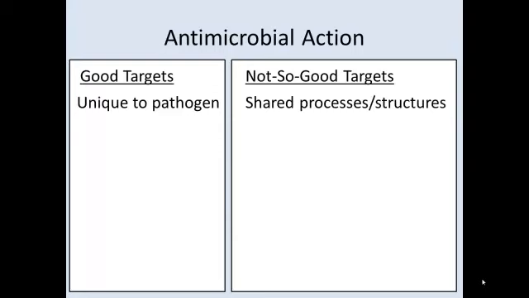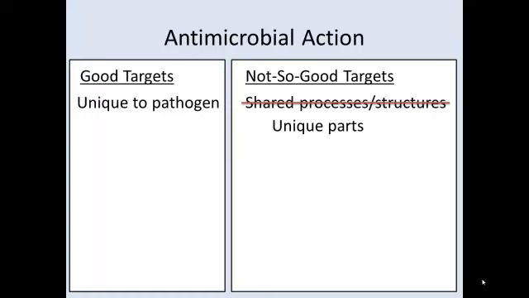Anything that's a shared process or structure. In other words, if it's shooting our cells as well as the bacteria, in war we call this collateral damage, and you don't want that within the body. Actually, in war you don't want that either. So that's why we generally don't go after shared processes like glycolysis. We don't want something that shuts down glycolysis because that'll shut down our cells as well as the bacterial cells. That would be a not so good target. So we're going to redline that one.